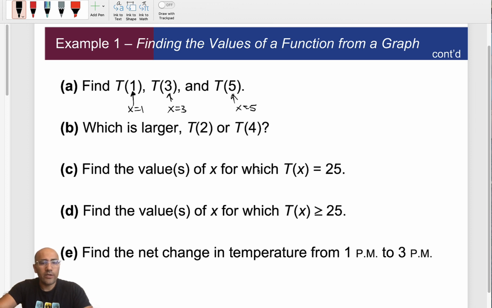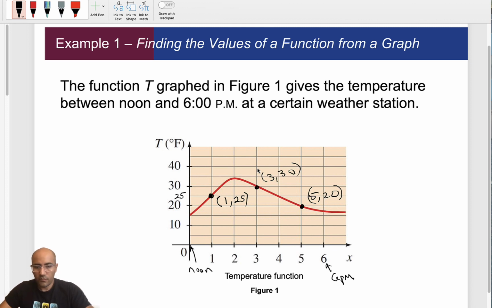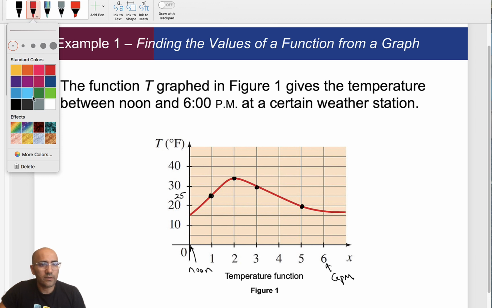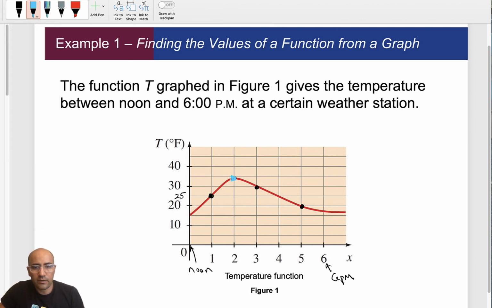Okay, which is larger, T of 2 or T of 4? So T of 2, okay, so here is 2. T of 2 reaches to there. Now remember, it's not exactly up to that level, so it's not exactly 35. It's a little less than that. In fact, let's make it a different color since I don't want to mix it with the other ones. Let's make it blue. So T of 2 is here, and T of 4 is here.